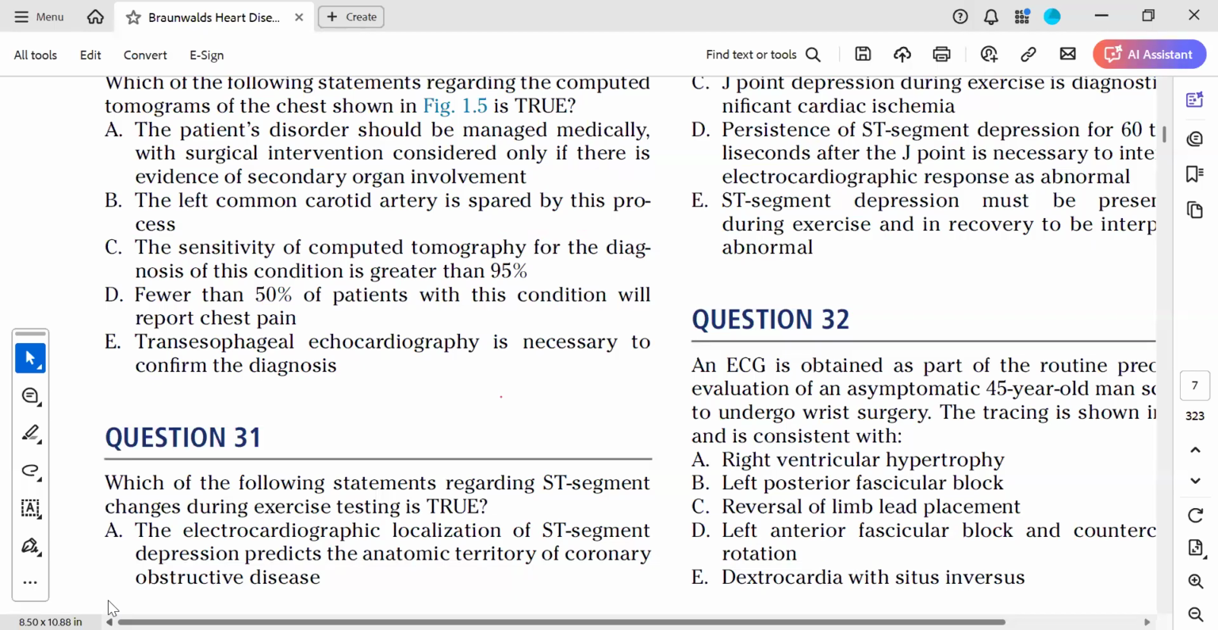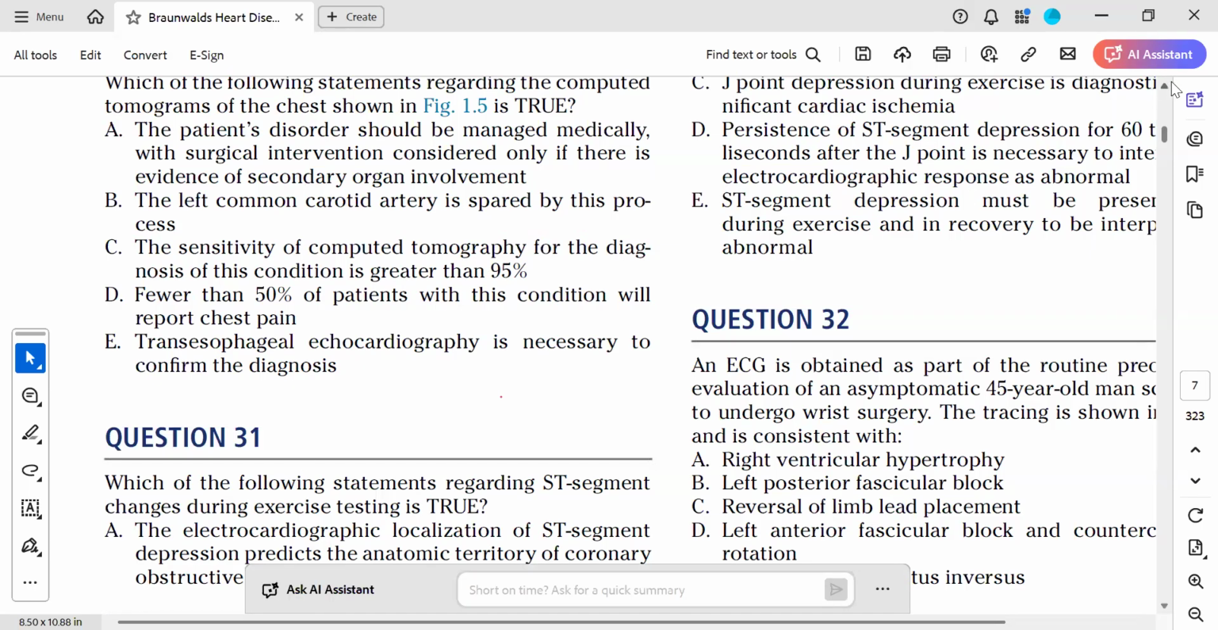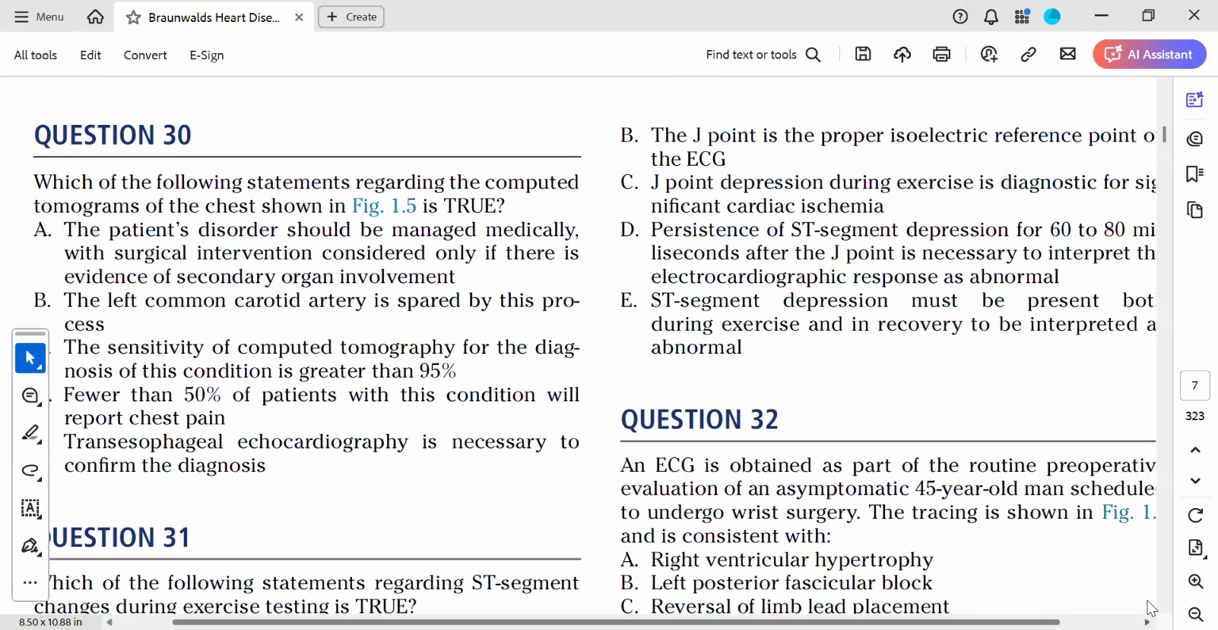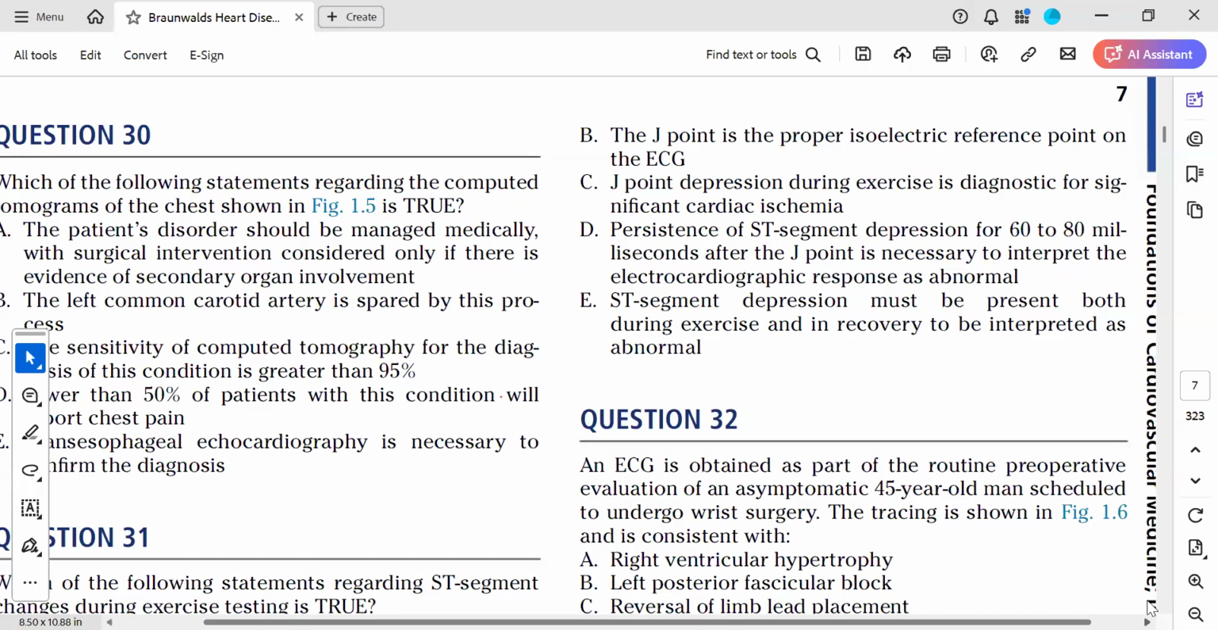Also, the second option tells us about the J point being the proper isoelectric reference point. We also know that is not true, because the correct isoelectric reference point for the ST segment is actually the TP segment. However, just to note that during stress tests and exercise, this segment can many times be shortened. When this happens, the PQ segment automatically becomes the chosen reference point instead. So that option does not fall in line, and that is not the answer.